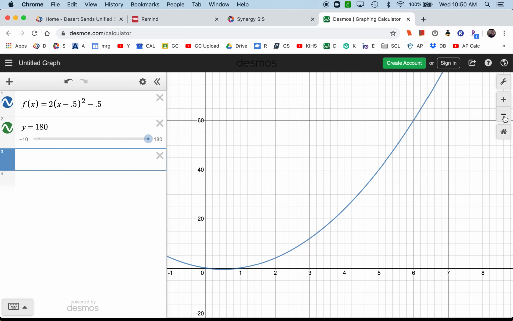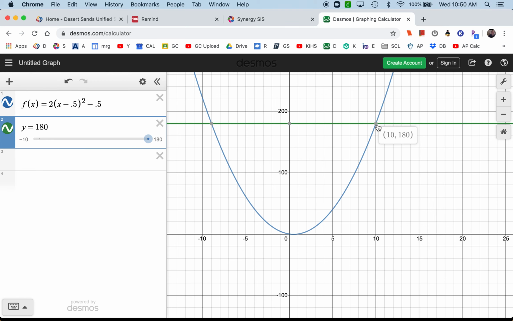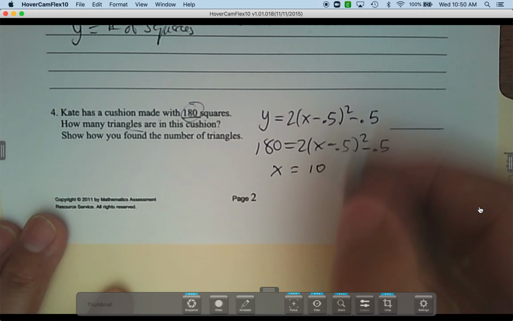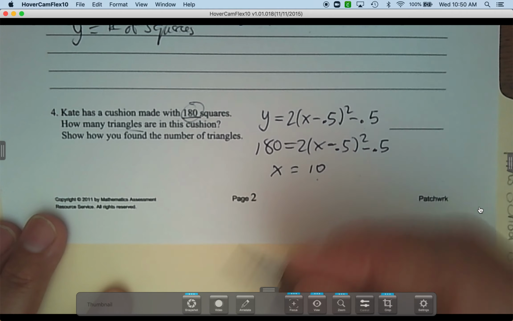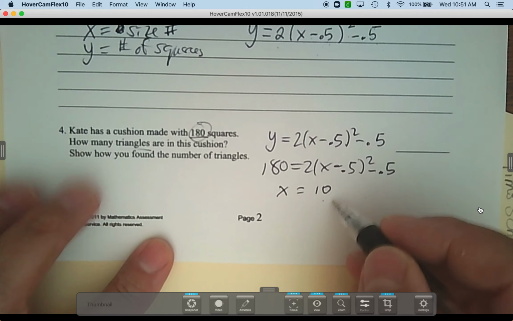And then how do I solve this? I'm going to zoom out until I see the two lines meet. So I see them there, the green and the blue. And so what answer do you get for that? So I get x to equal 10 when y is 180. So I'm going to come back. So I got x is equal to 10. So I know what now? The size number of the cushion is size number 10.